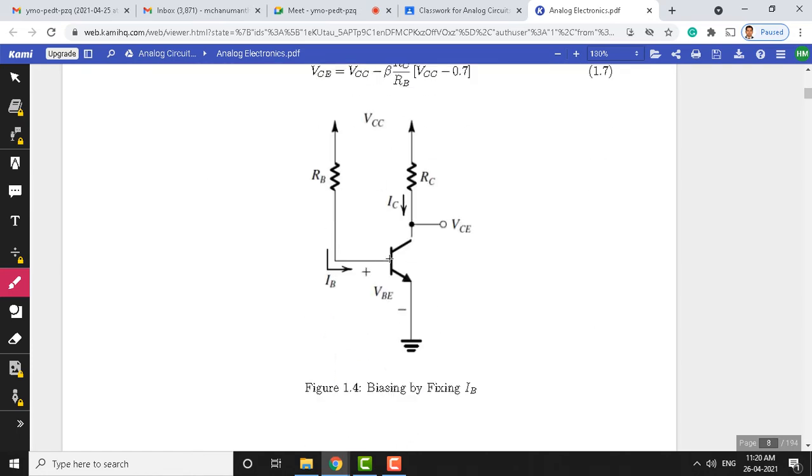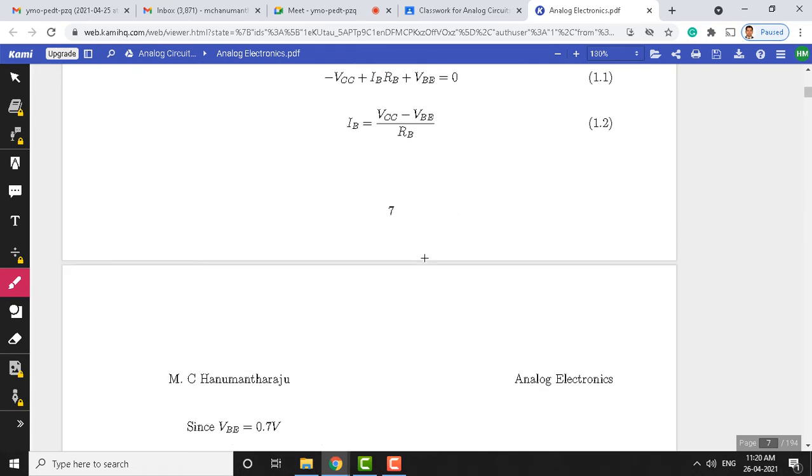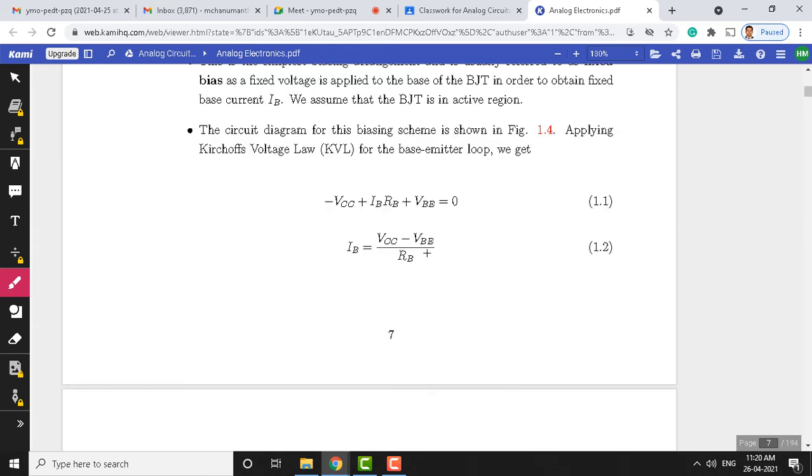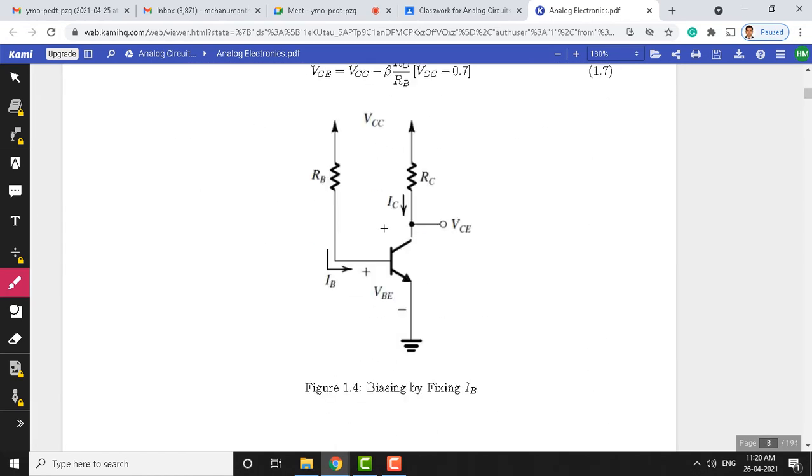Now, let us apply some mathematical aspects to this circuit and analyze it in more detail. Let us apply Kirchhoff voltage law to the base emitter loop. The base emitter loop, which you can see in this circuit, is this one.